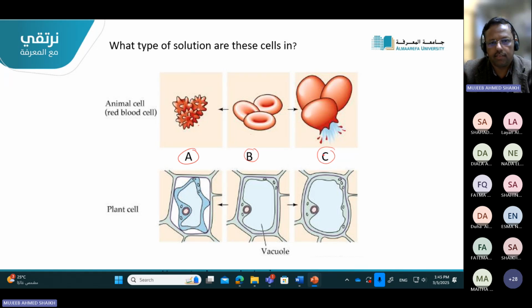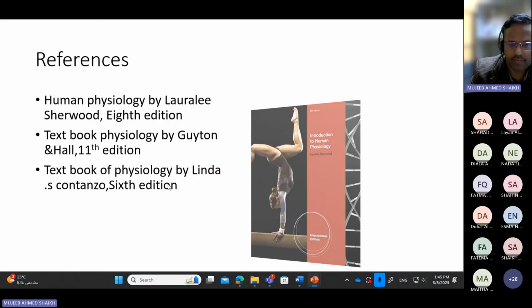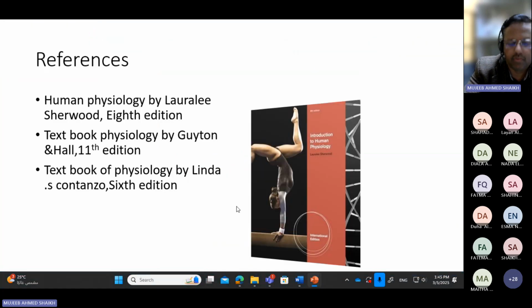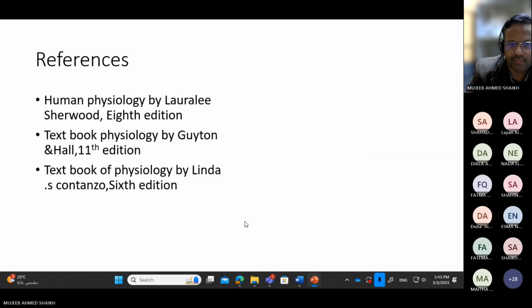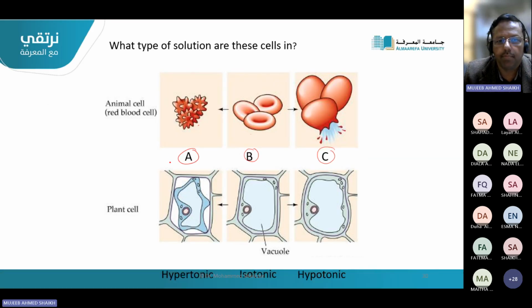You will see the answers down. Why not moving? Sorry. Okay. Maybe not given here, but you are right. This is hypertonic. Oh, sorry. This is hypertonic. A is hyper. Here it is hypertonic, here it is isotonic, and here it is hypotonic solution.